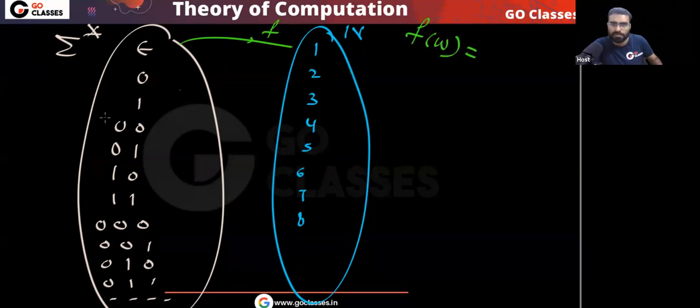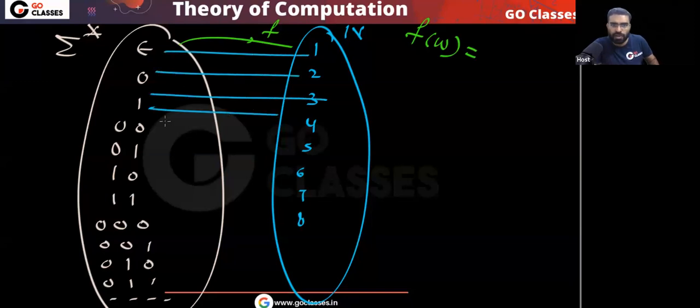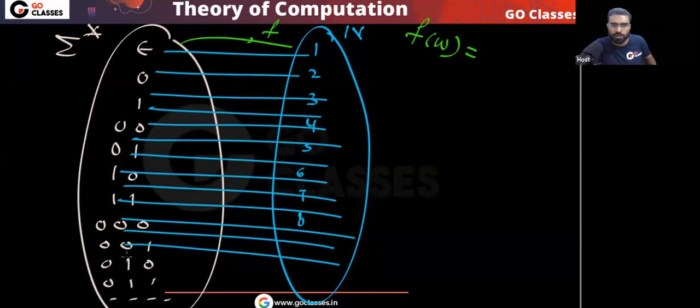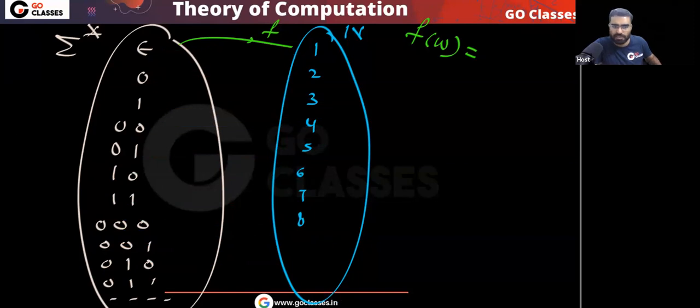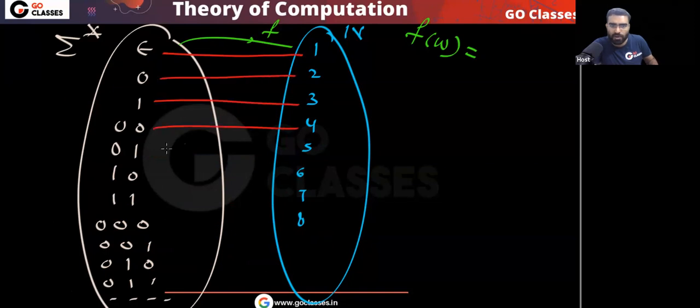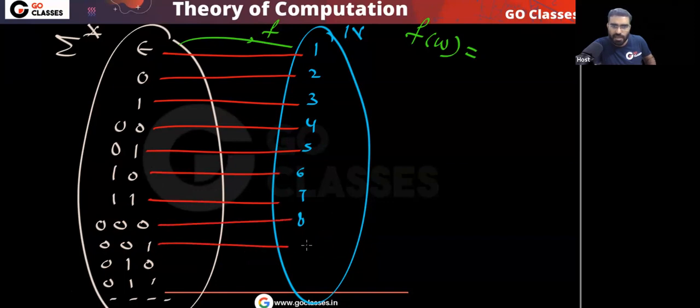So what will be f(w)? I want a one-to-one correspondence. Is this clear? This is the correspondence I want, between the set of all finite length binary strings and the set of natural numbers. So can you give me a one-to-one correspondence?